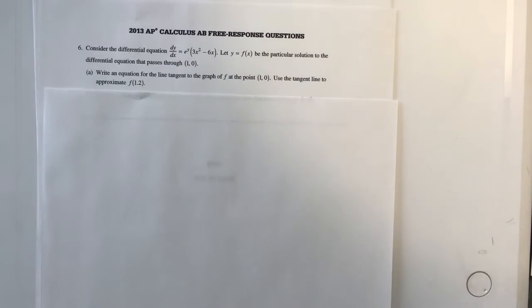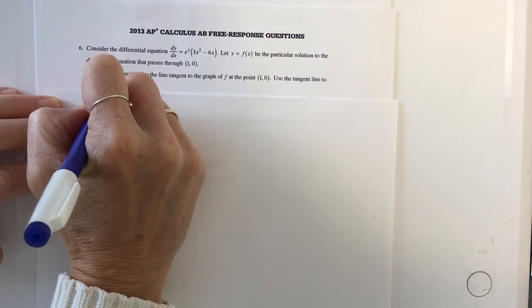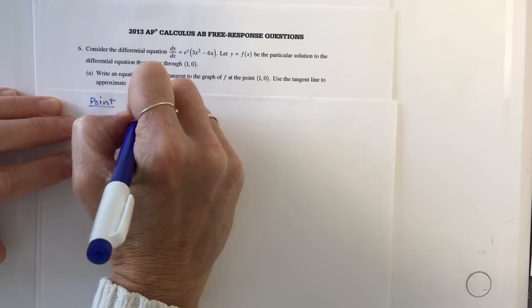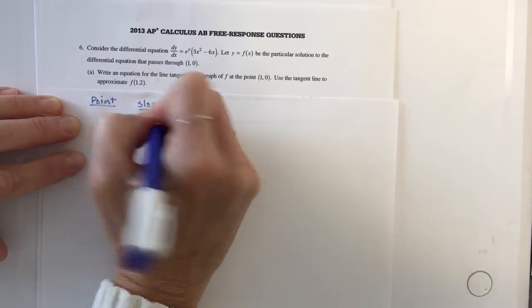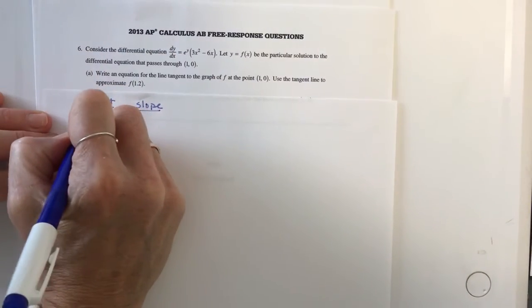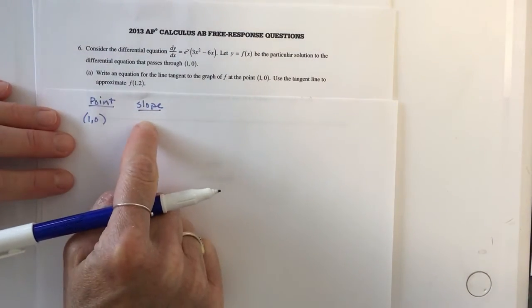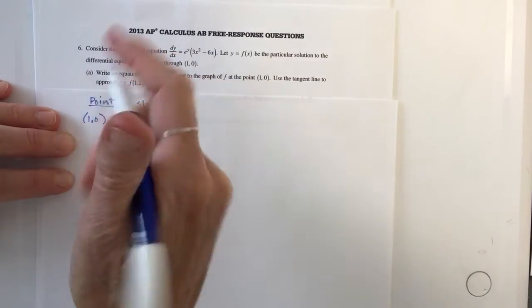And immediately you go to your flashcards again and go, oh, equation of a line tangent, I know that. What do I need for an equation of a line tangent? You said it, a point and a slope. Okay, and they said the point is (1, 0). Well, shoot, we don't have to do any work for that. And the slope is dy over dx, exactly.